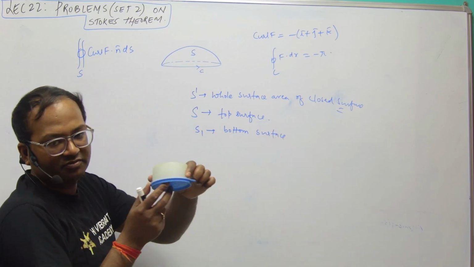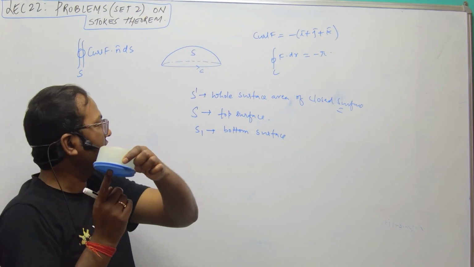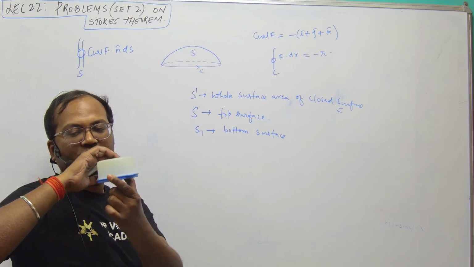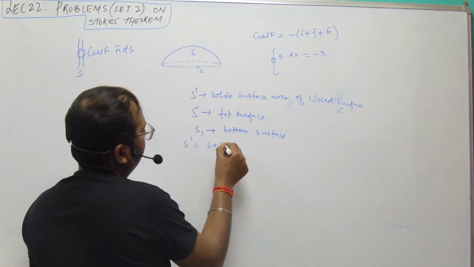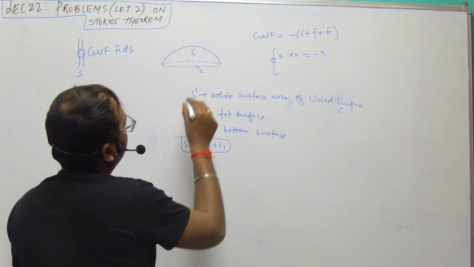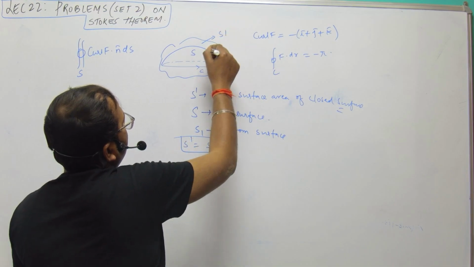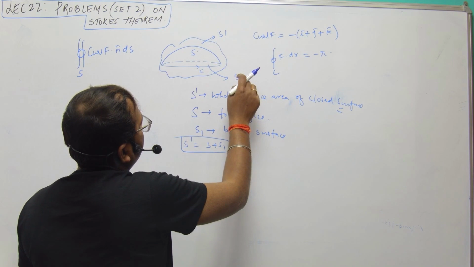Okay. So S1 is the bottom surface. This is the surface area of the bottom, and this is S1. Let us consider the top surface, that is the white portion. That white portion is S. So S dash is equal to S plus S1. This whole surface area is S dash, this is S, and this bottom surface area is S1.